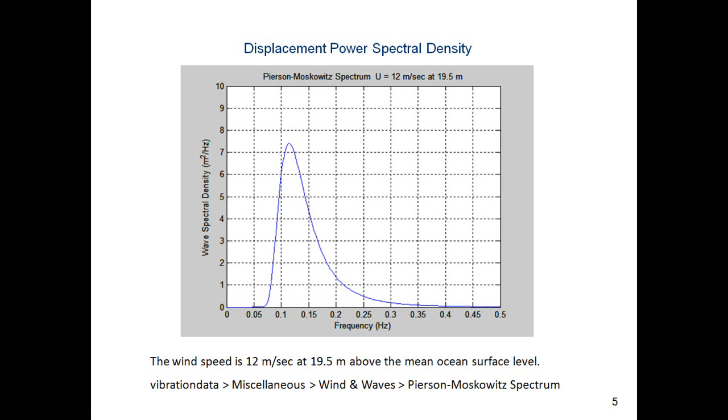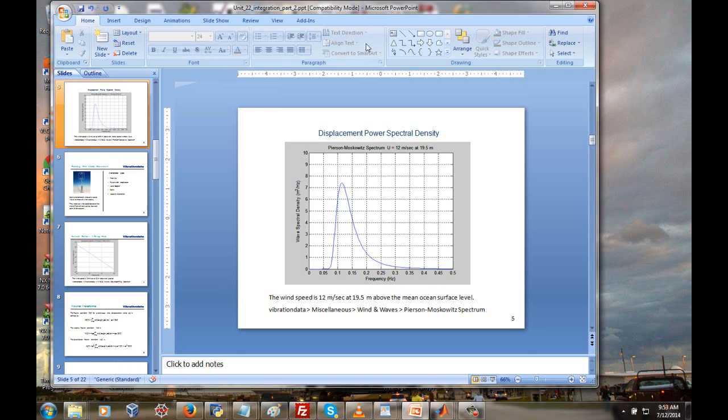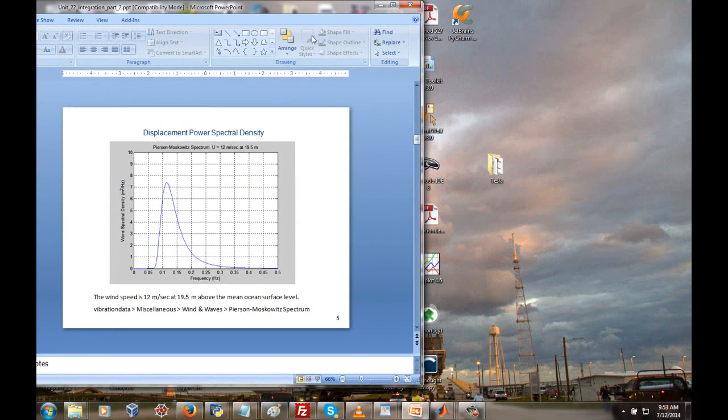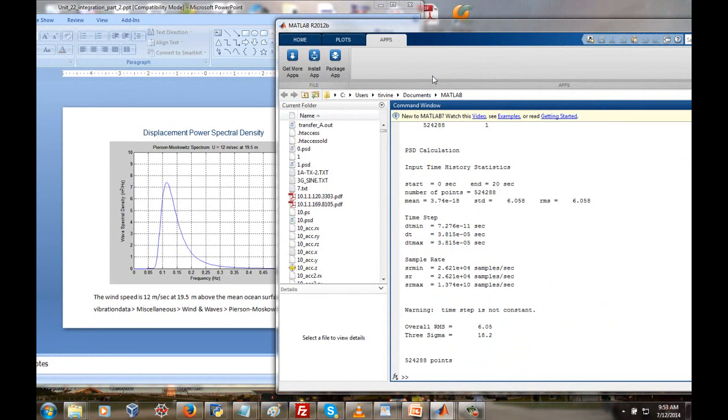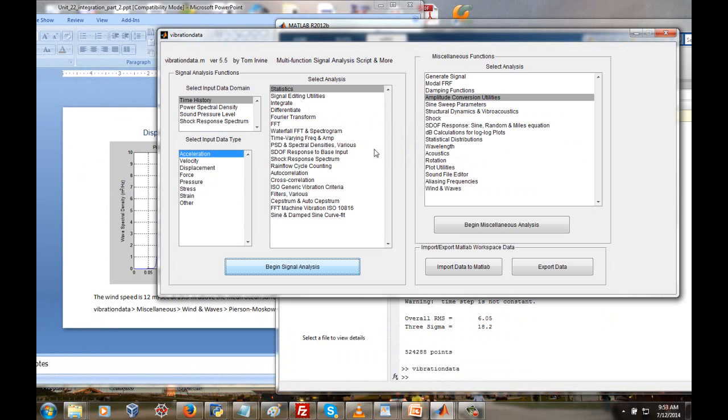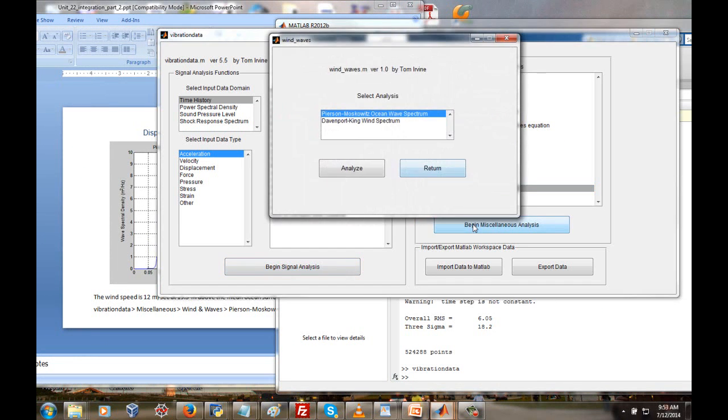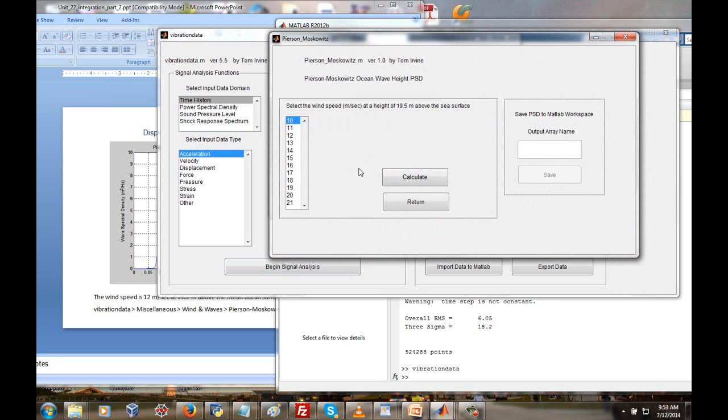So we actually have an opportunity to generate one of these curves in our Matlab GUI package. So let's go to vibration data, and let's go under miscellaneous functions. Now this is version 5.5 of the main GUI package. Let's go to wind and waves. Then we can do a Pearson-Moskowitz ocean wave spectrum. Let's analyze that.